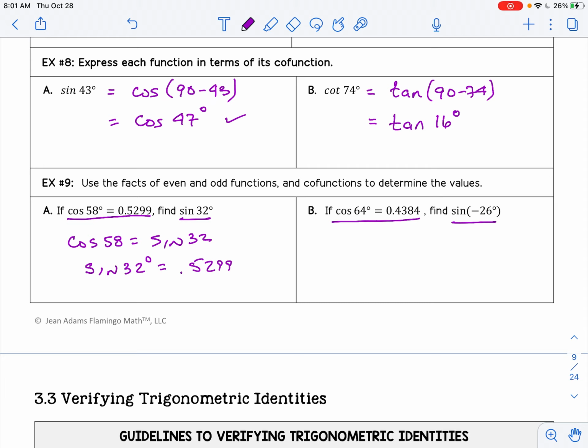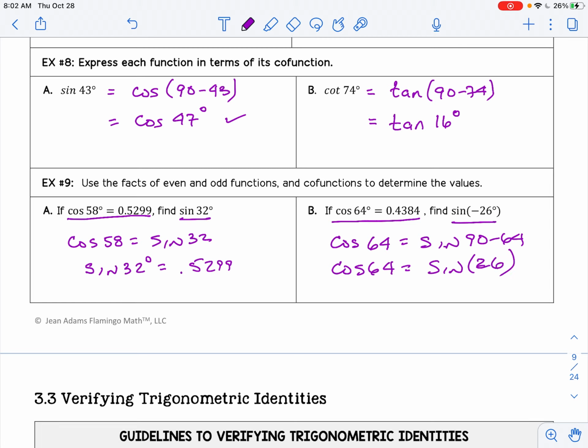So if you look at that one, what's true is that the cosine of 64, if you take 90 minus 64, would give you sine of 26. There's an odd and even part to it. But what you could do with this is say cosine of 64 is equal to the sine of 90 minus 64. So what this turns out to be is the cosine of 64 is equal to sine of 26.